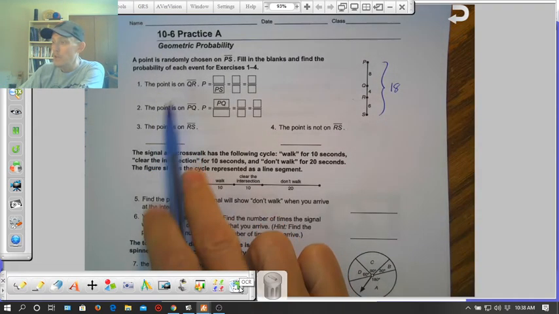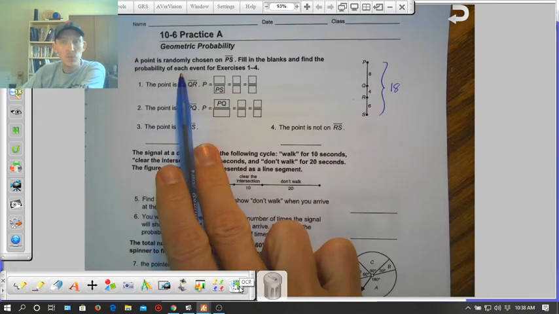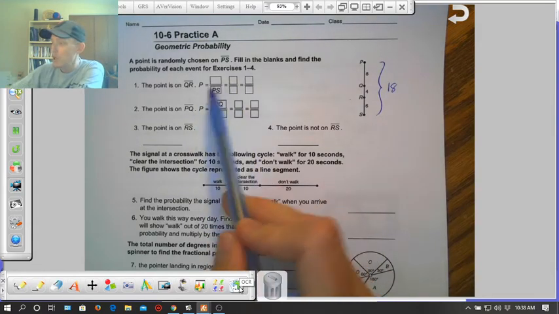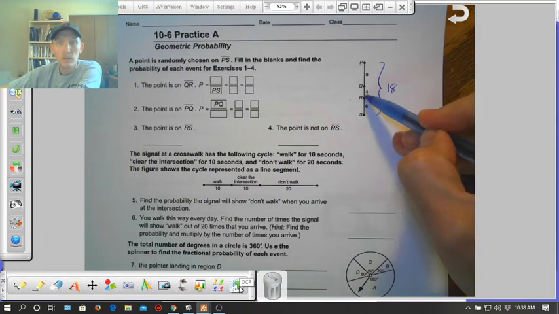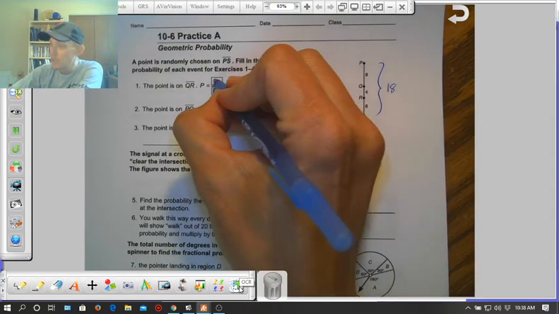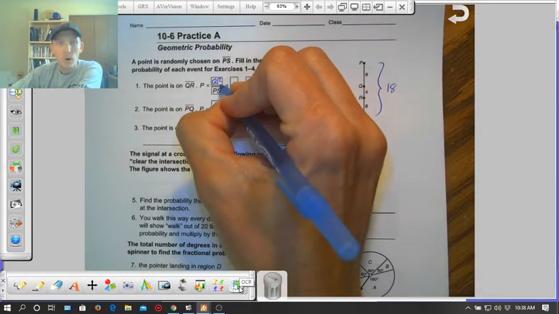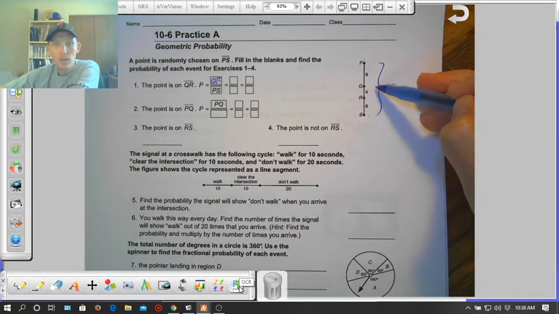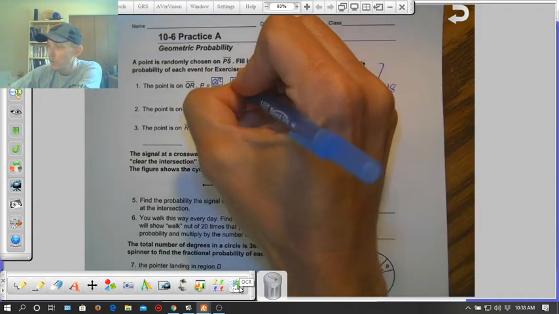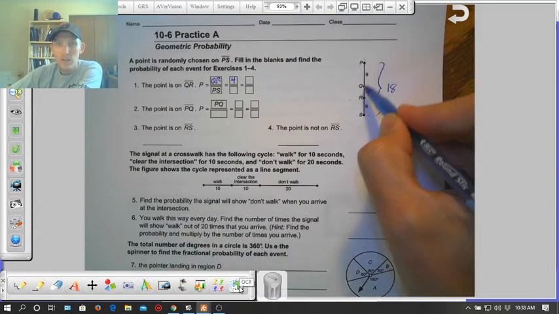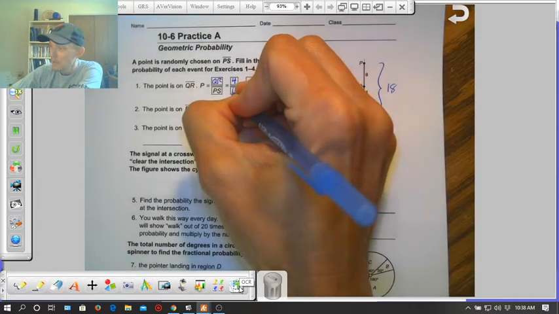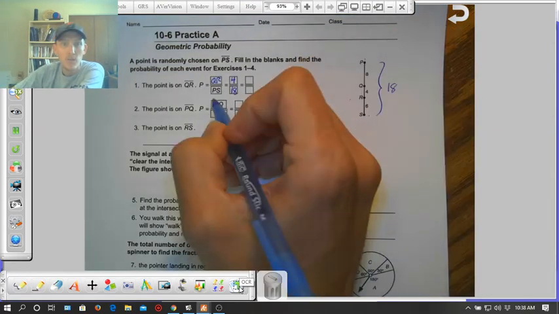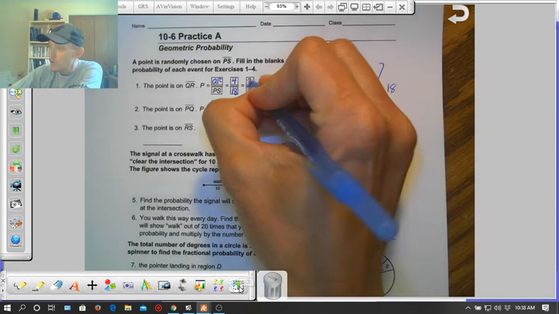If a point is randomly chosen somewhere on this line segment, it wants to know the probability that that random point is on QR. So QR is right here. The probability is going to be QR, which is the what I want, over the total, which is PS. QR is this little portion here, so that's 4. PS is all of it, and we found that to be 18. So the probability that some random point is in this region of QR is going to be 4 over 18, which reduces to 2/9.